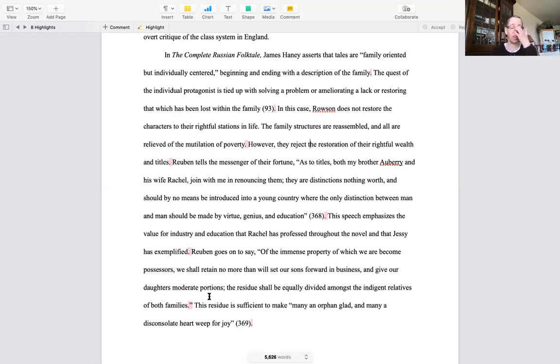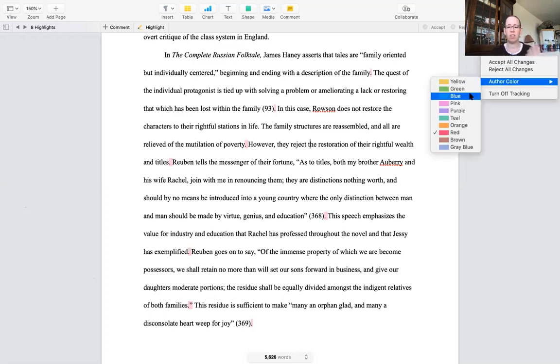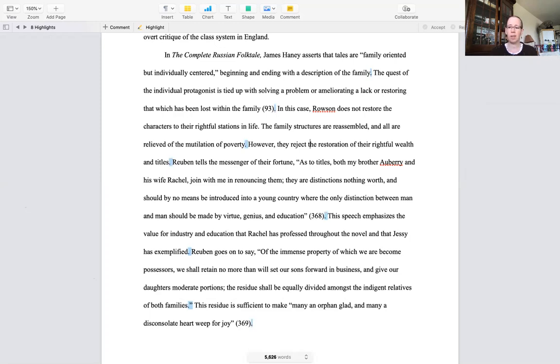Okay, the last thing we want to do with these highlighted marks of end punctuation is to use them as a flag to help us look at the beginnings of our sentences. So I'm going to change highlighter colors. And I'm just going to highlight the beginning of each sentence in my paragraph.